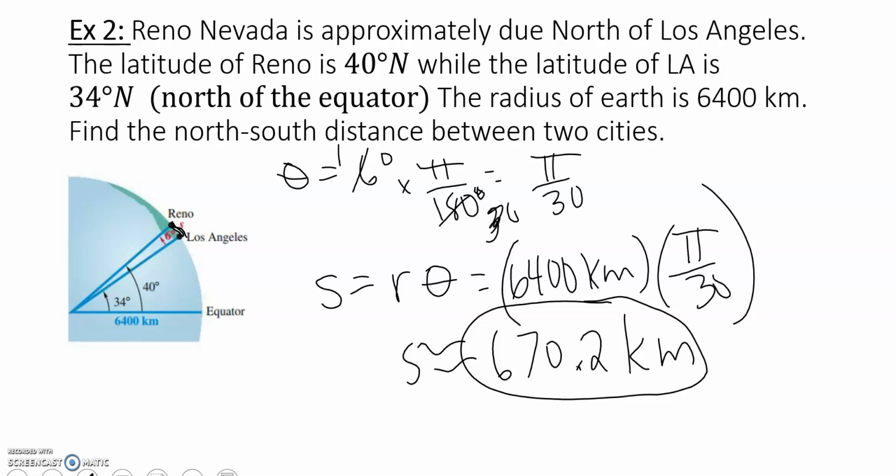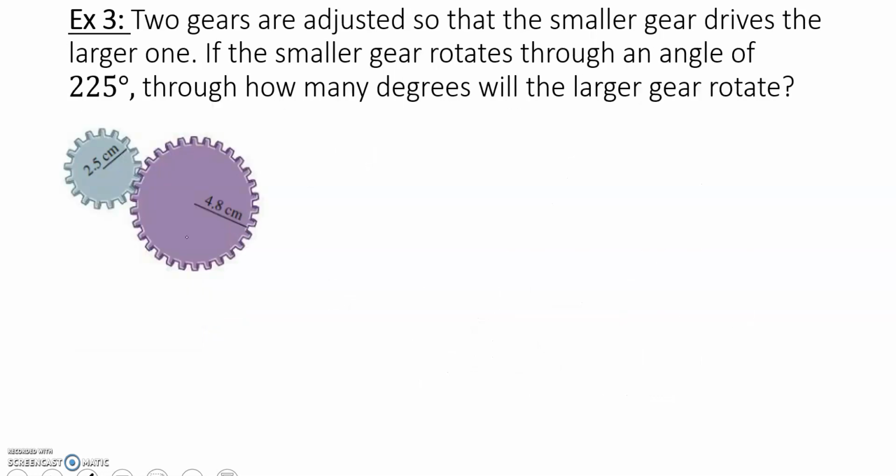Let's do another one. Okay, this one's a little different. We have 2 gears that are adjusted so that the smaller gear drives the larger one. If the smaller gear rotates through an angle of 225 degrees, through how many degrees will the larger gear rotate? And we have an image here to help us. So this smaller gear, as it's turning, it is making this larger gear turn. Alrighty. It tells us that the smaller gear turns for 225 degrees.